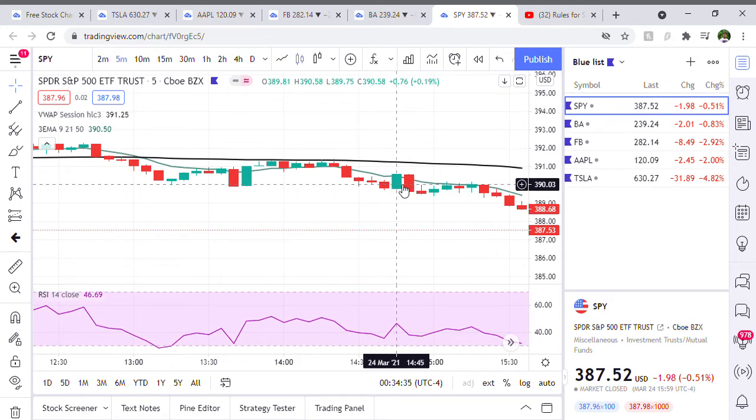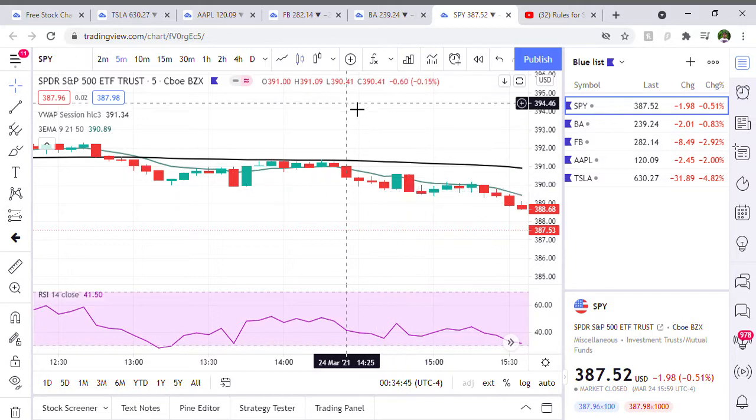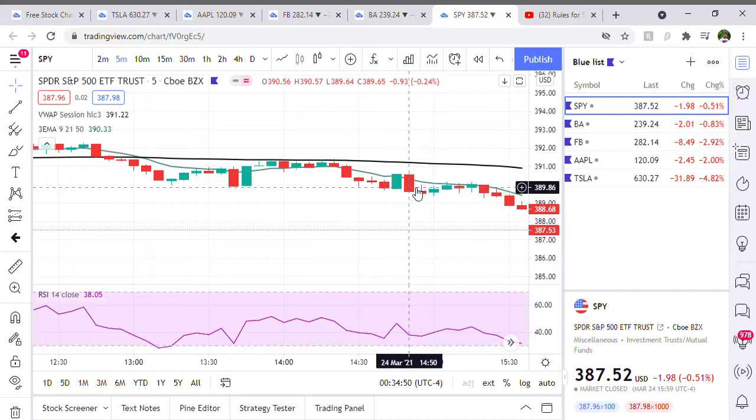Now the time you can see over here is 14:45, that is 2:45 p.m. Now this is at 2:50 p.m. What is the low of this candle? The low of this candle was 389.64, meaning you got an entry over here. Okay, you got an entry at 389.70. We are looking for a profit within 10 minutes.